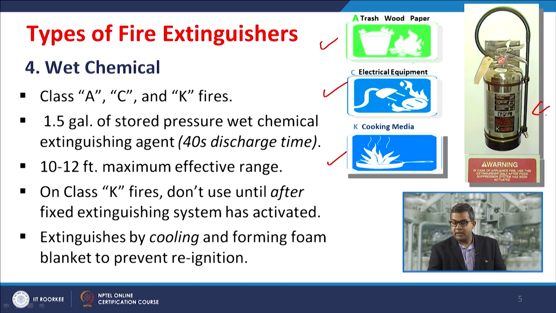This is one kind of wet chemical fire extinguisher. Usually they have a 10 to 12 feet effective range. So, you must know from where, or how close, you have to use this fire extinguisher. On class K fire, don't use it until after the fixed extinguishing system has deactivated, because it has certain other disadvantages associated with it. It extinguishes by cooling and forming a foam blanket to prevent reignition. So, this is the added benefit of this wet chemical fire extinguisher.